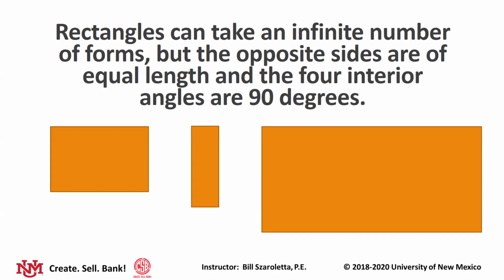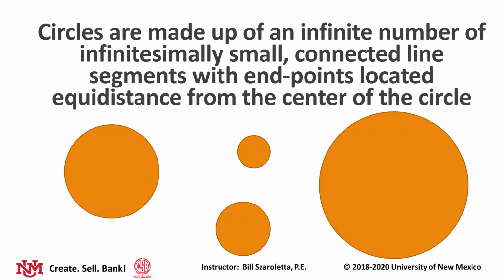So, circles are made up of an infinite number of infinitesimally small connected line segments with endpoints located equidistant from the center of the circle. That's a long way of saying circles have a center and they have a radius or a diameter, and that's about it.